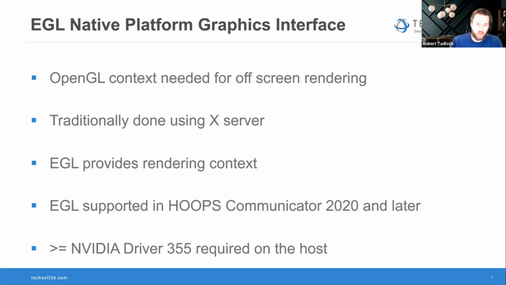And so the main reason I'm talking about this is to let you know that you don't need to have an X server or a virtual frame buffer going forward with Hoops to render server-side rendering with Hoops Communicator 2020.